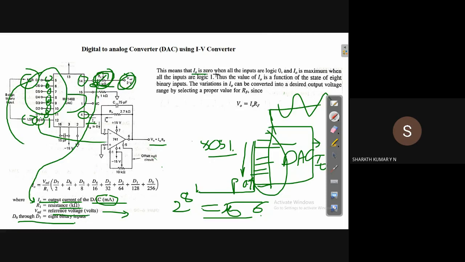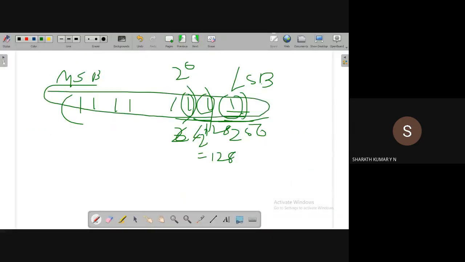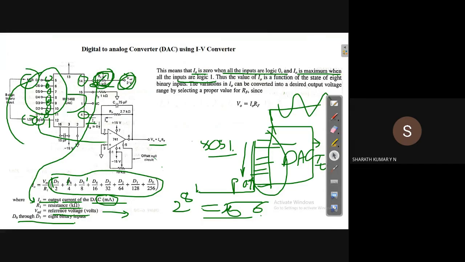I0 is 0 when all the inputs are logic 0, because 0 times anything is 0. I0 is maximum when all the inputs are logic 1. When all the bits are logic 1, as we took in the first example, the current will also be maximum. So the value of I0 is a function of the state of the 8 binary bits. The current basically depends on how many bits of the input data are 1. Variation of I0 can be converted into a desired output voltage range by selecting a proper value of RF.